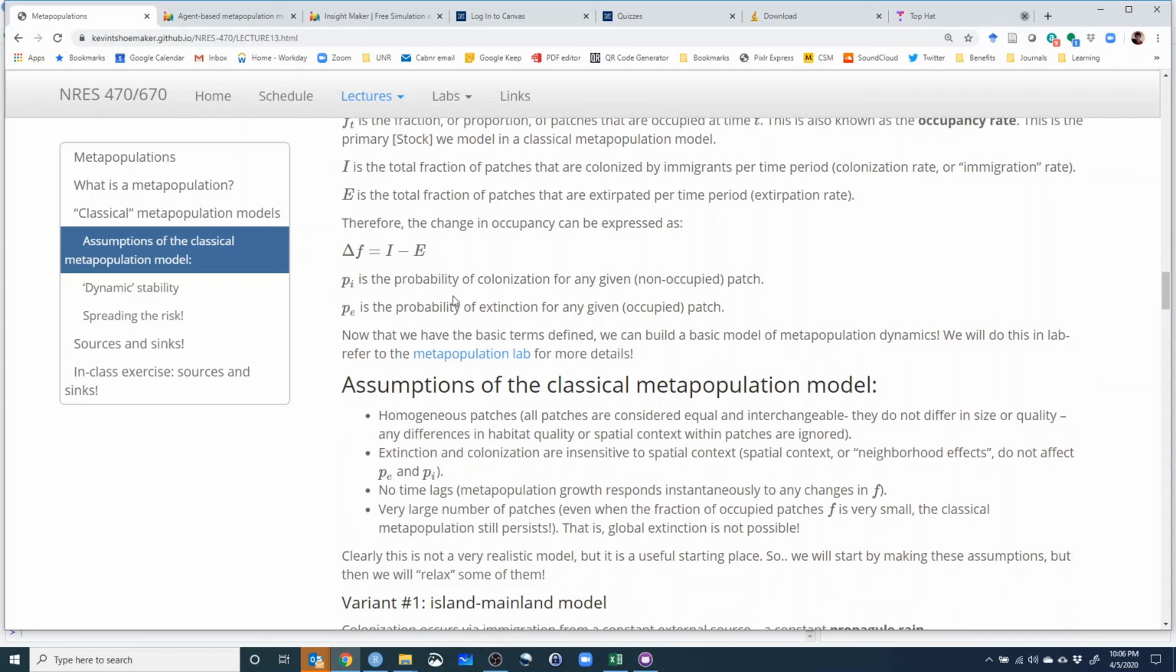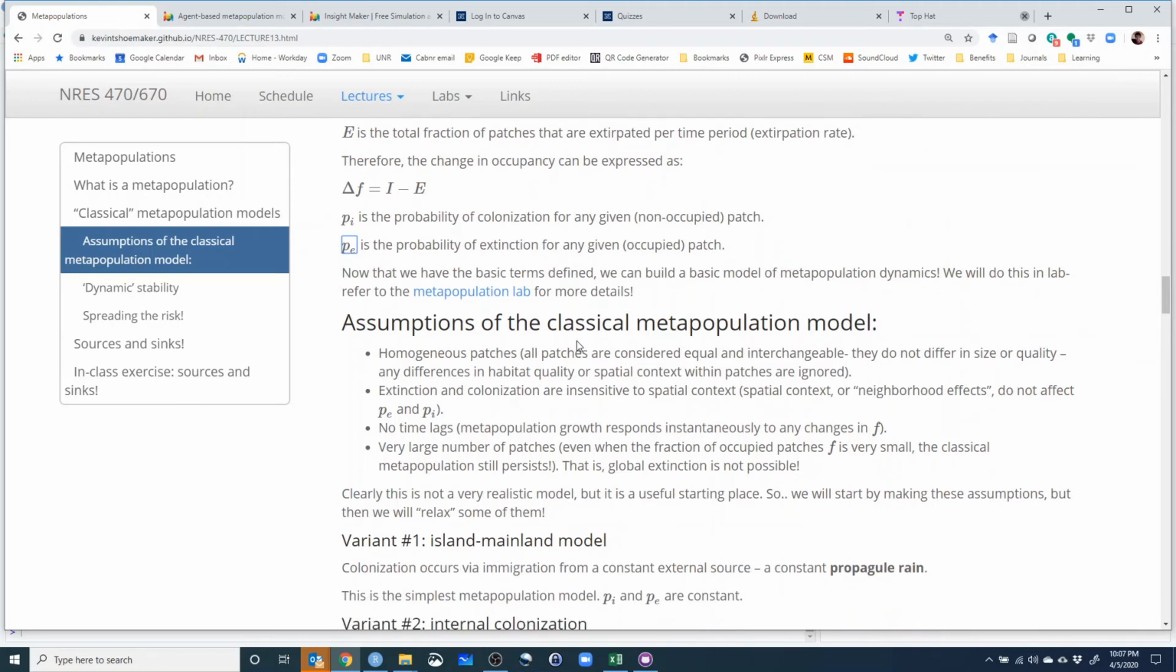And a couple more terms to define. P sub I is the probability of colonization for any given patch. So it's kind of like a per capita rate, except by per capita now, we're talking about per patch in the landscape. And P sub E is the probability of extinction for any given occupied patch. All right. So P sub I is for any given non-occupied patch, it's the probability of colonization, and P sub E is for any given occupied patch, the probability that it will go extinct.